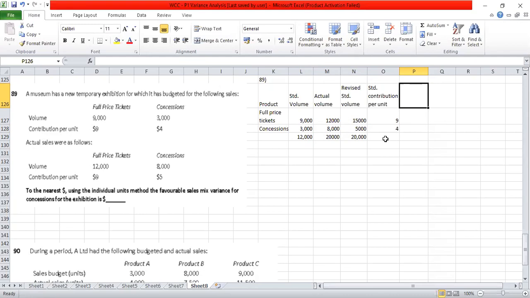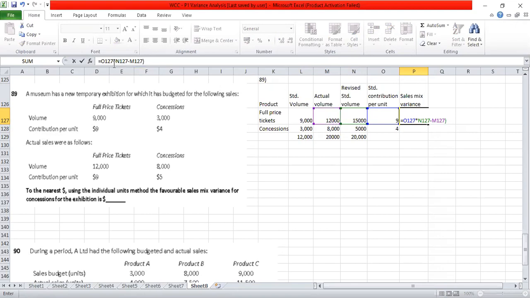So take the difference as 12,000 and 15,000, 8,000 and 5,000. This one is an adverse variance because the actual volume is less than the revised standard volume. And for the other one, it is a favorable one, which is equal to 4 into 8,000 minus 5,000, and this is the favorable.